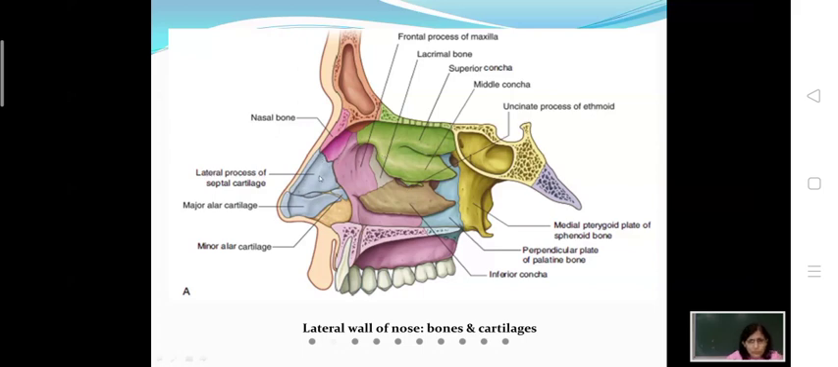Now the cartilages. This is the lateral nasal cartilage or the upper nasal cartilage, and this is the major alar cartilage or the lower nasal cartilage. This alar cartilage forms the septum. It forms the cartilaginous part of external nose. It forms the cartilaginous part of the lateral wall as well. So the bones are important. The cartilages are not that important from the exam point of view.